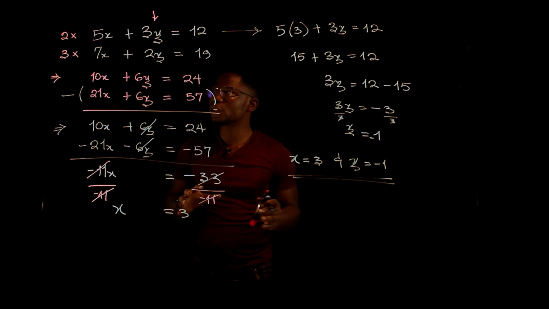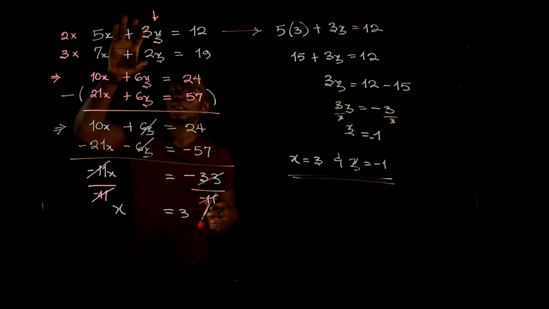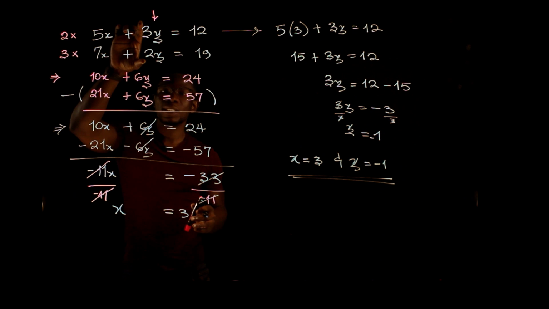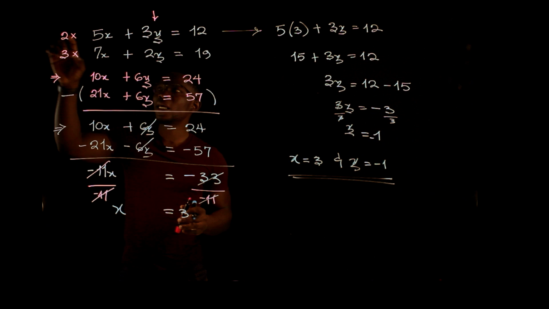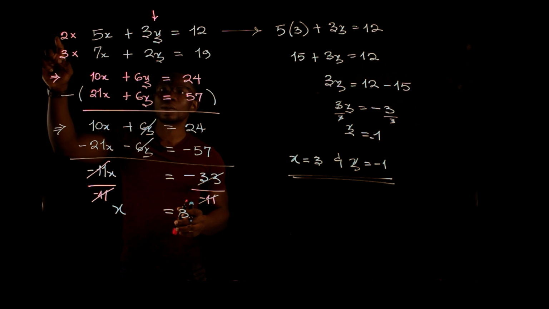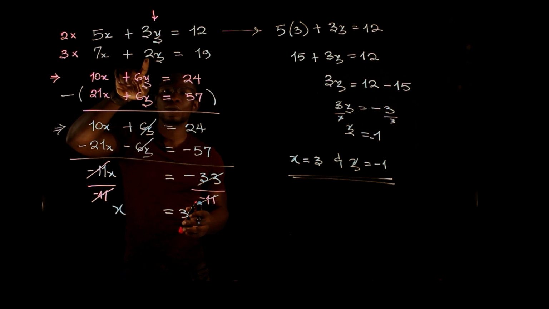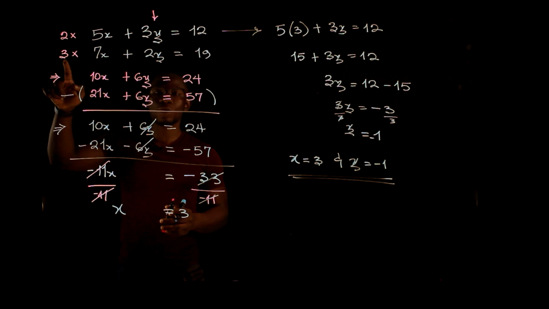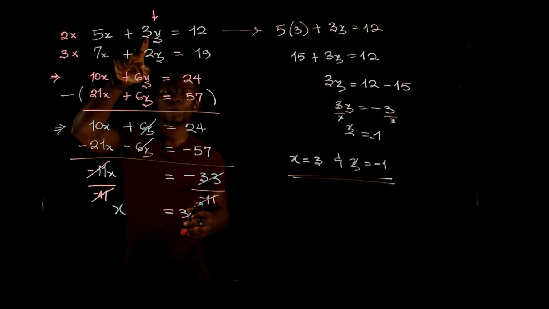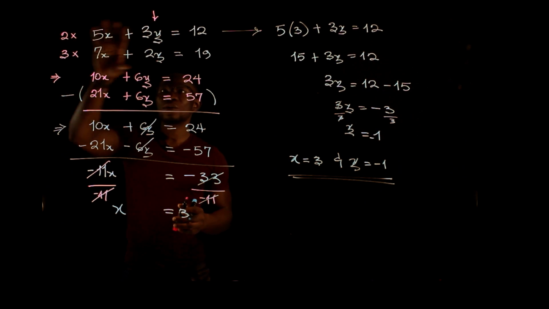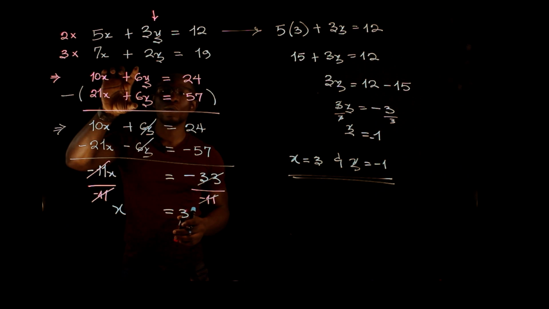So don't forget the process. The process is, in this case, we chose to make y equal. So we multiply the first equation by the coefficient of y in the second equation, and we multiply the second equation by the coefficient of y in the first equation. Now by so doing, we'll make our y's equal here.